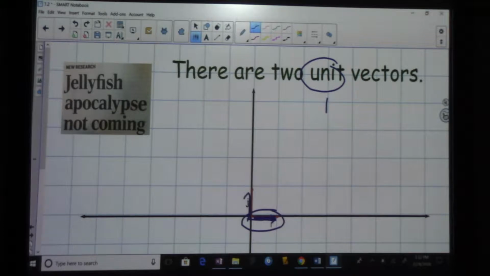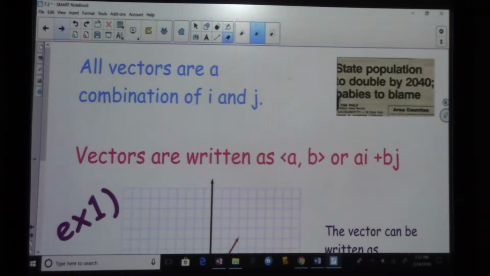Now we can get more in depth into this, and maybe we will after the AP test if we have time. But there is a third one. There is the k vector, which goes along the z-axis, so in three dimensions. If you've seen physics, I'm not sure if you get into that kind of stuff. But we do need to know that because all vectors are a combination of i and j. So we can describe a vector as how many ways it goes in the x and how many ways it goes in the y, which is our i and j components.